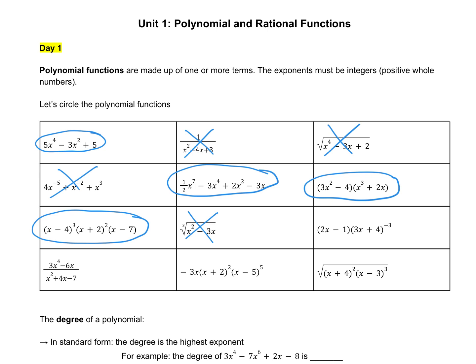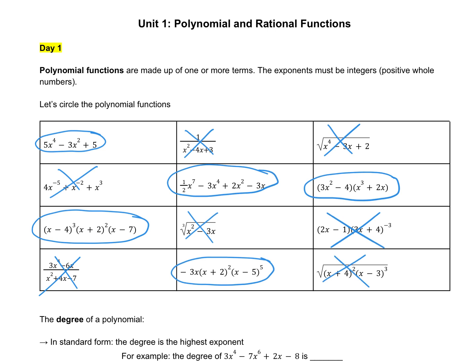The next one, we have that negative exponent outside the second bracket. That bracket would go into the denominator, making it a rational function instead of a polynomial. This is a rational function. The next one is a polynomial. All of the exponents are integers. And the last one, the square root, means it's not a polynomial.